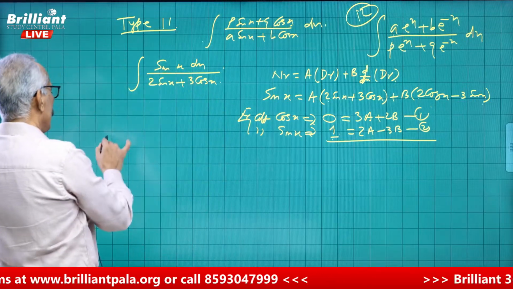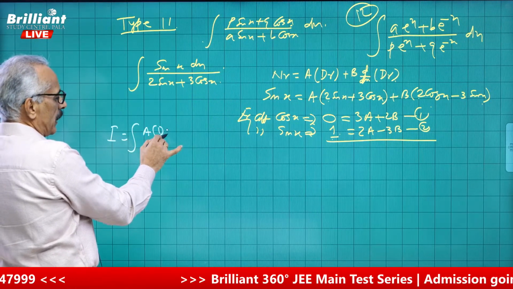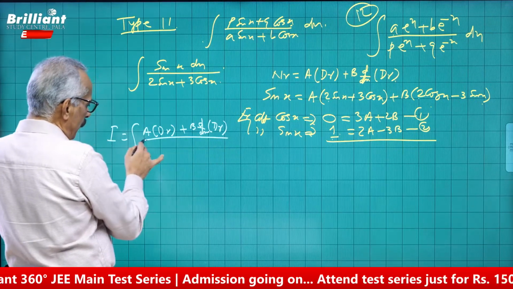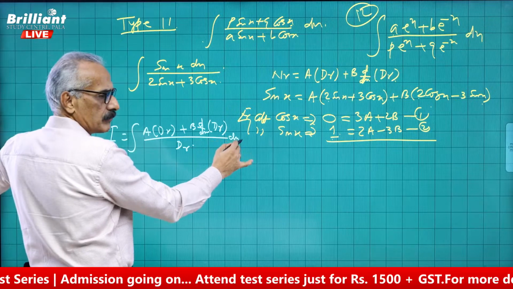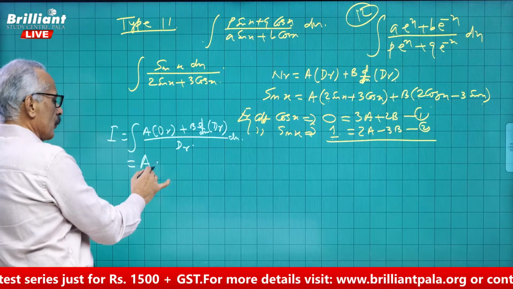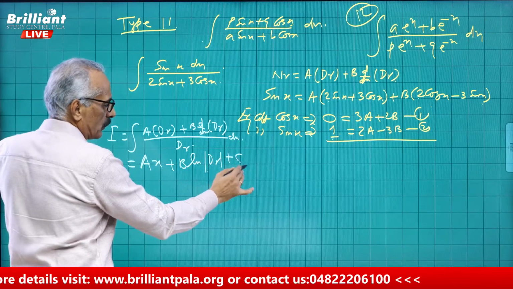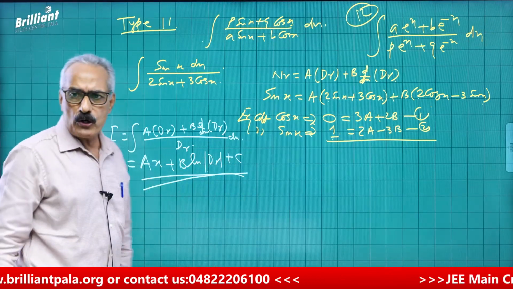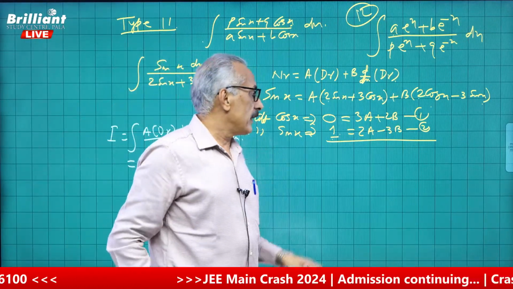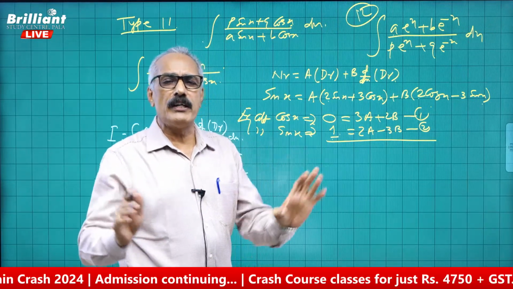That's very interesting. Your I will be, your numerator is now changed. A into denominator plus b into d by dx of the denominator, whole divided by denominator dx. Now, when you simplify, the denominator cancels, and integrated, your answer will be a into x plus b into logarithm of the denominator plus constant of integration. That will be your answer. So, once you find your a and b, you can easily find out the answer. Answer is always ax plus b into logarithm of the denominator.